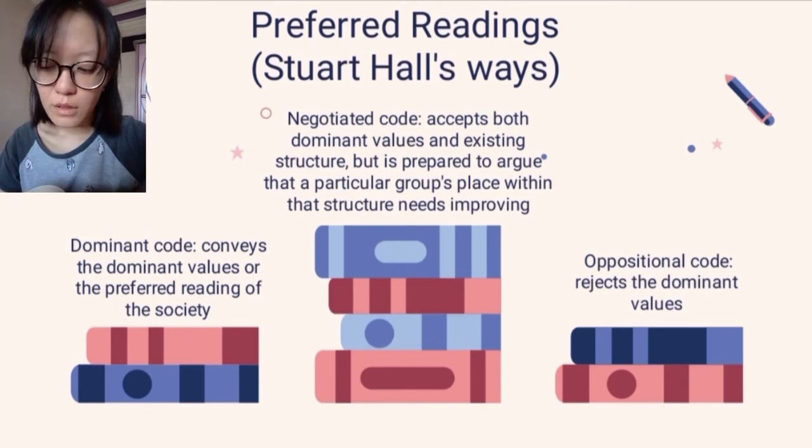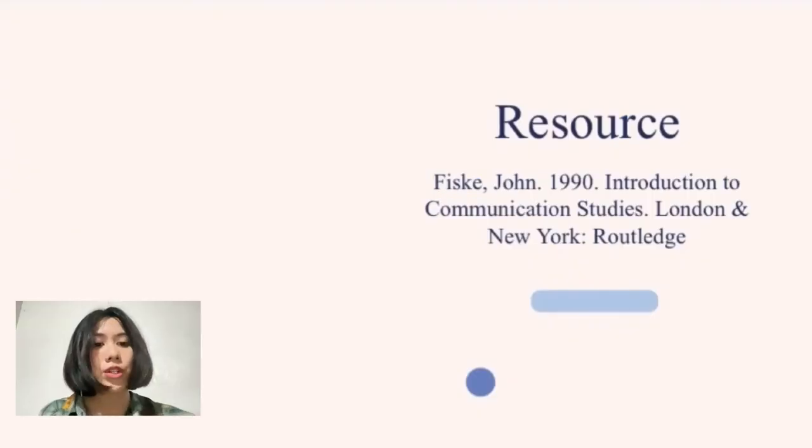The third one is oppositional code. It rejects the dominant value. So the reader basically disagrees with the media. Reference: Fiske, 1990, Introduction to Communication Studies, London and New York, Routledge.